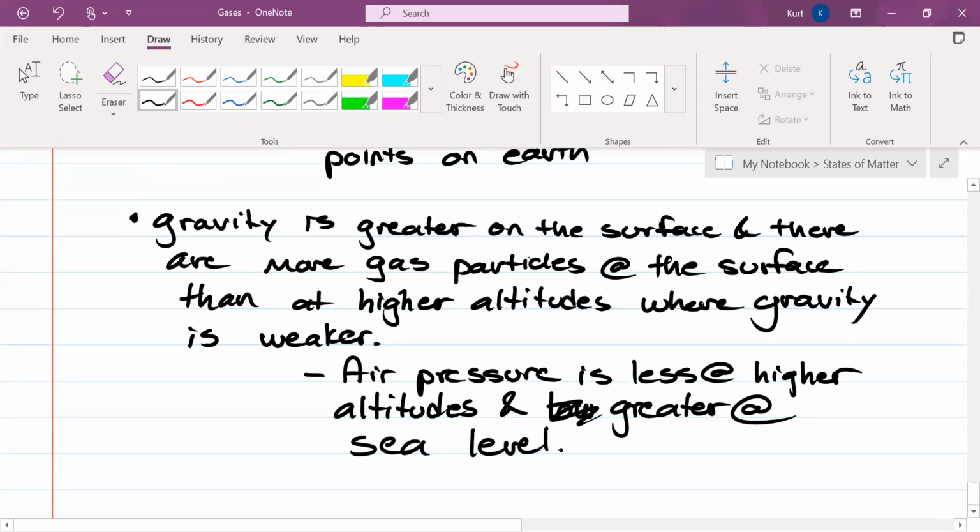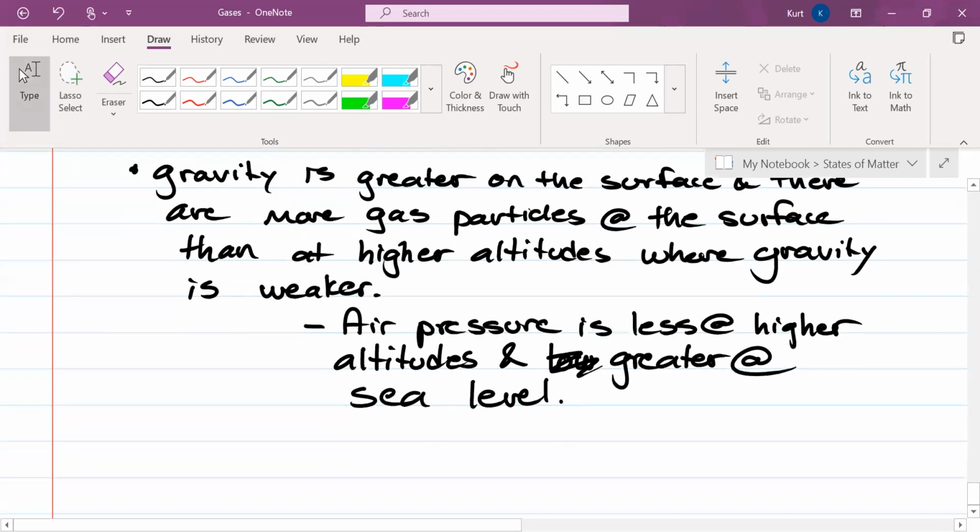Yes, Arshawn. It's colder just because there's less kinetic energy. There's less things moving.